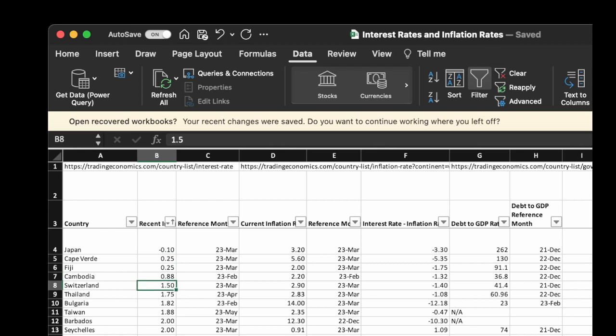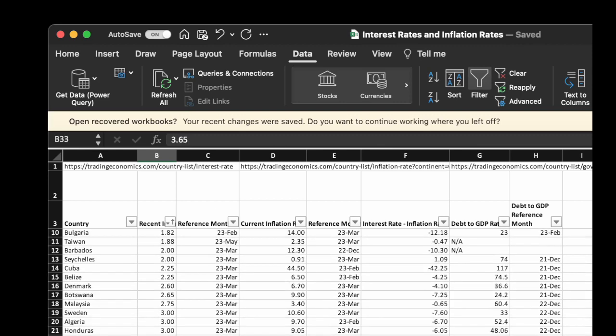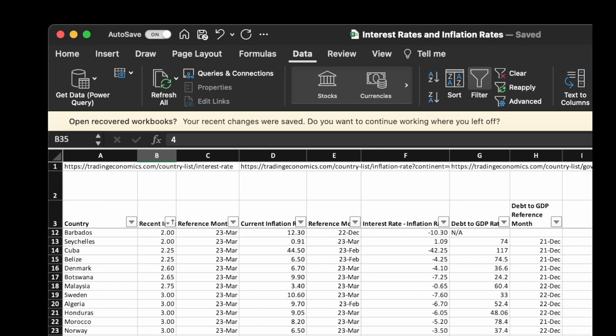Then it steadily rises to Switzerland, Thailand, Bulgaria, and it goes to Barbados, Seychelles, Cuba, Belize, Denmark, Botswana, Malaysia, up. The euro area is 3.5. That's another thing to point out. Some of the countries, I just listed the euro area because, and again, if there's any viewers watching this that live in the euro area, you can correct me if this is wrong, but I believe the European Central Bank sets the interest rates for the countries using the euro.